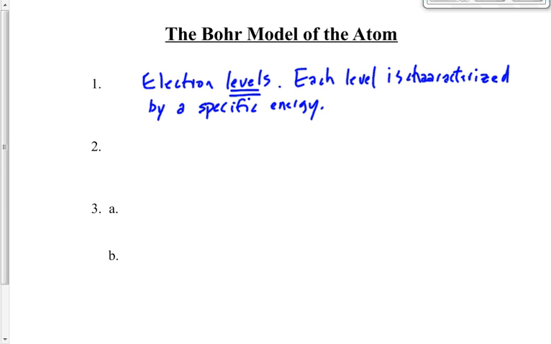Well, each level is characterized by a specific energy. If you're on the first level, you have this much energy. If you're on the third level, you have a different amount of energy. Now, we're not going to be this elitist when we go to the hockey game, where you're on this level and you have to stay there. You can move up. You can move levels.